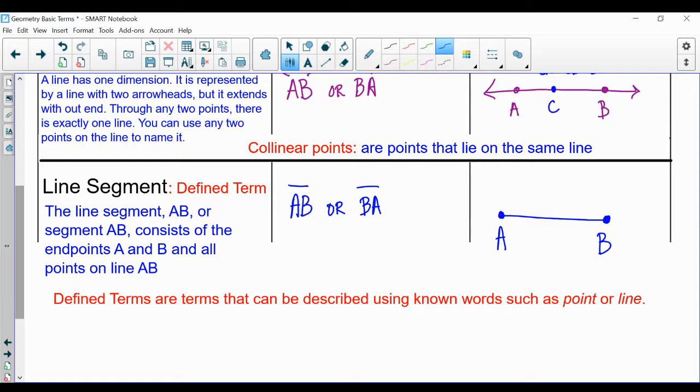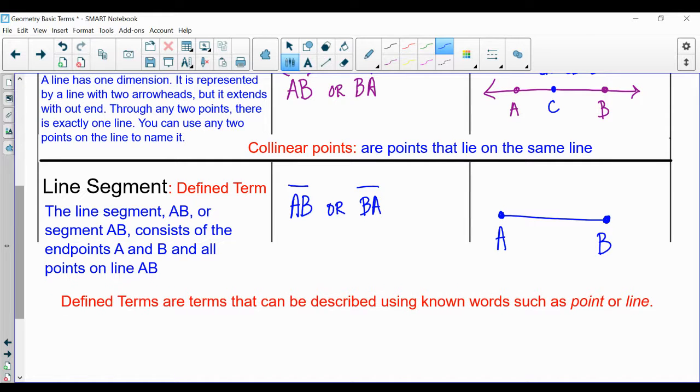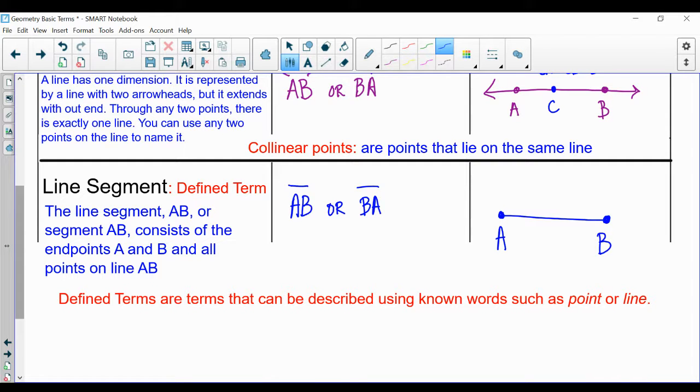And again, this is a defined term. A defined term is where we're using the words from the past. We use point, we use line. We use those two undefined terms to define this term.